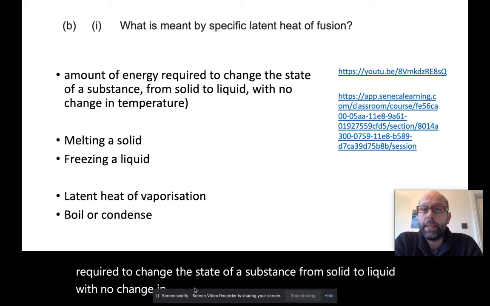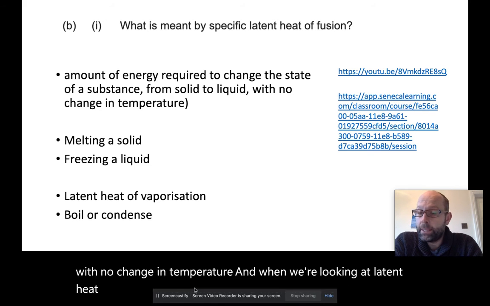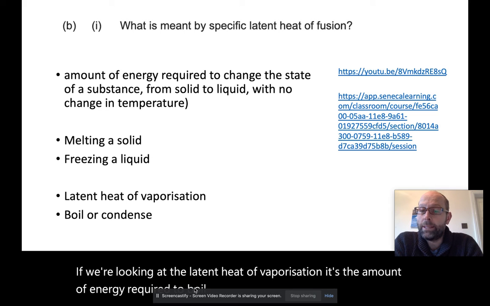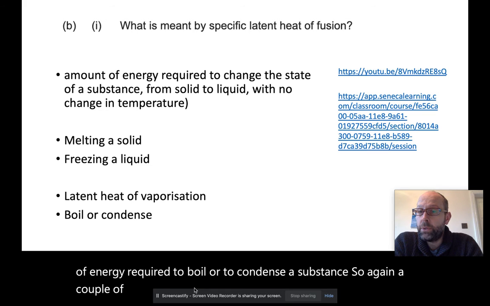And when we're looking at latent heat of fusion, it's melting a solid or freezing a liquid. If we're looking at the latent heat of vaporization, it's the amount of energy required to boil or to condense a substance. So again, a couple of links there for you to support you in your learning.